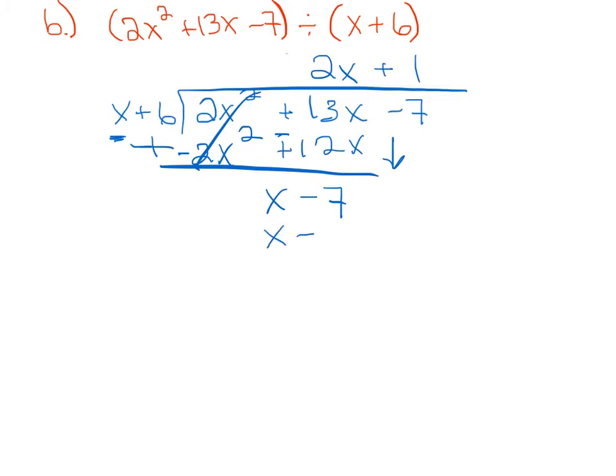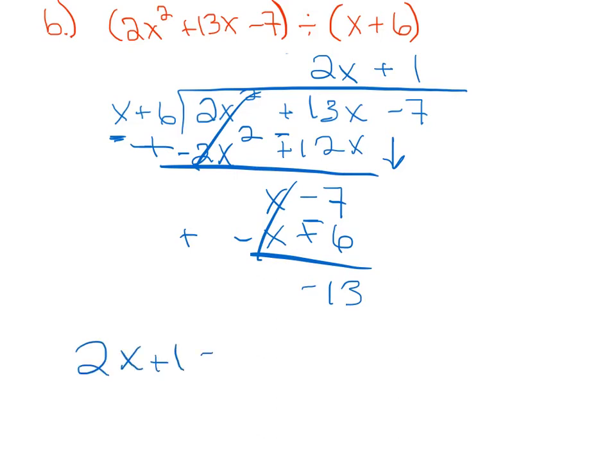We'll be left here with an x plus 6 when I multiply 1 times x plus 6. When I go to subtract, again, add a line, change your signs, and we end up with the first terms canceling and a negative 13. So our answer here is 2x plus 1 minus 13 over x plus 6.